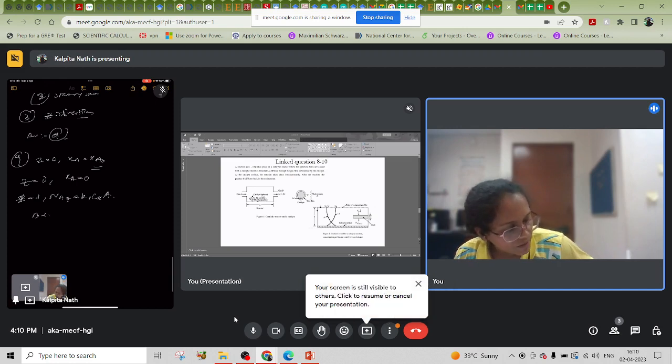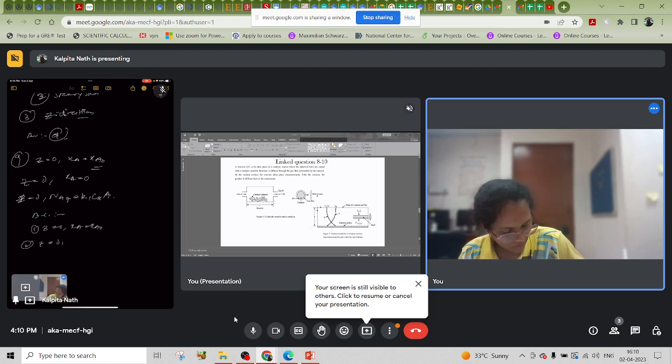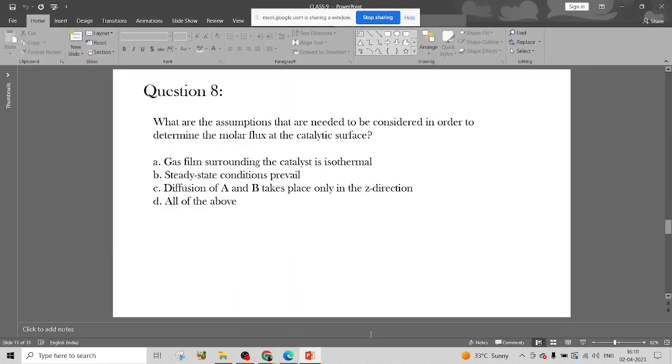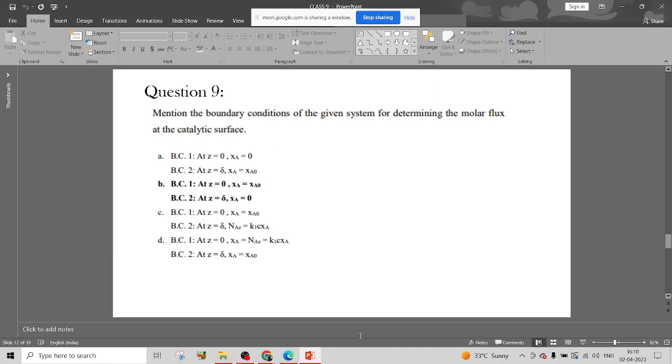So the final boundary conditions are z is equal to 0, x is equal to x A naught, and z is equal to delta, x is equal to 0. So what are the options? Option A, B. Okay, let us proceed to the next question.